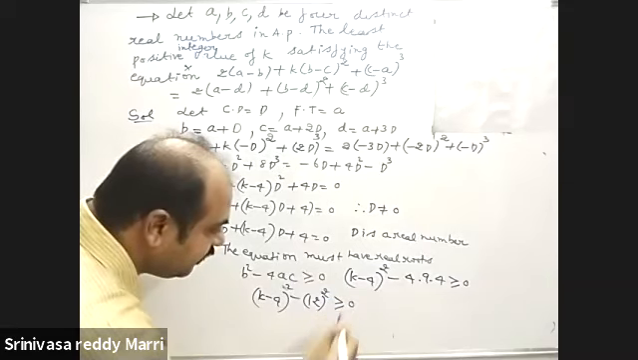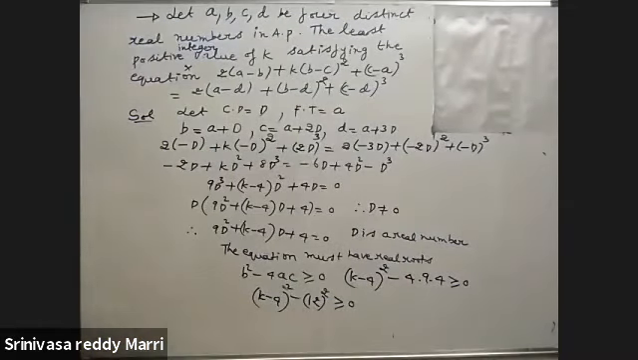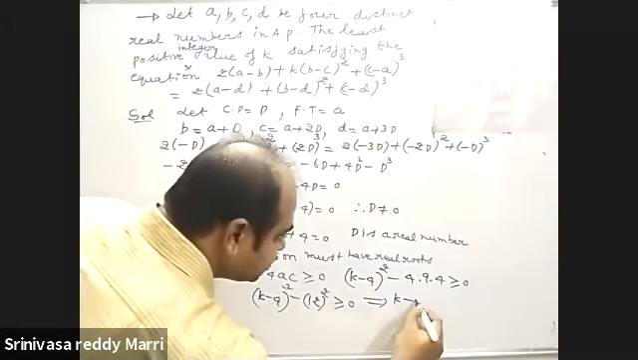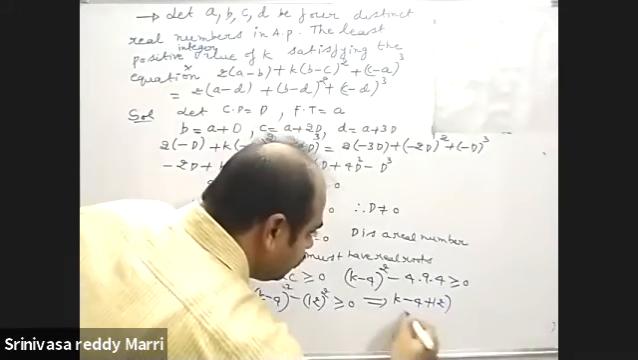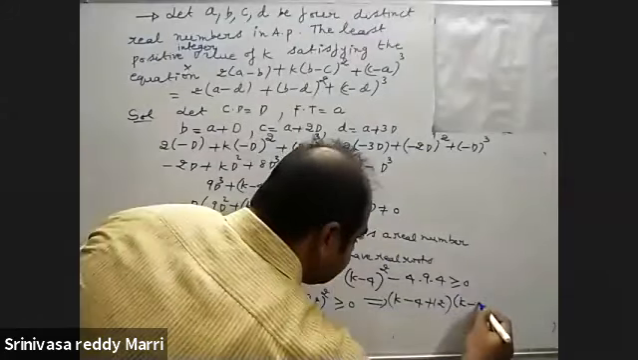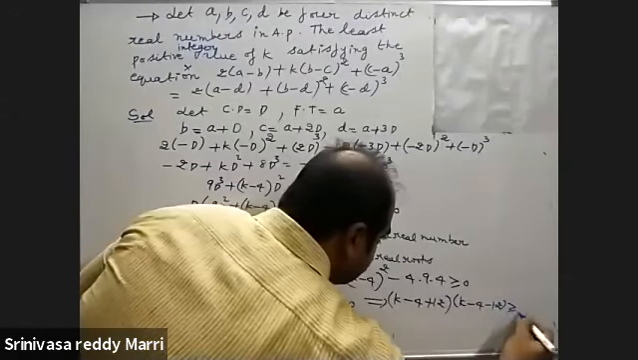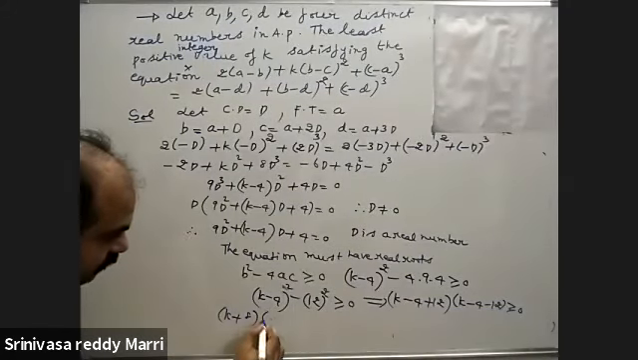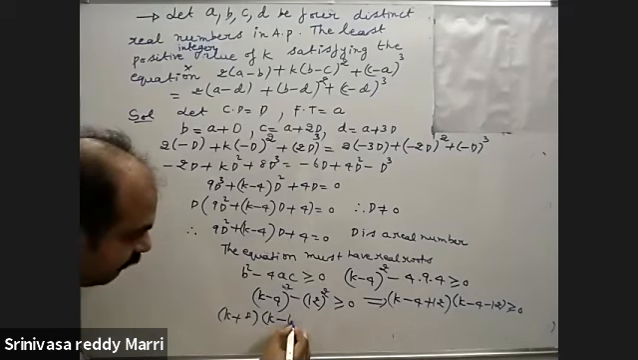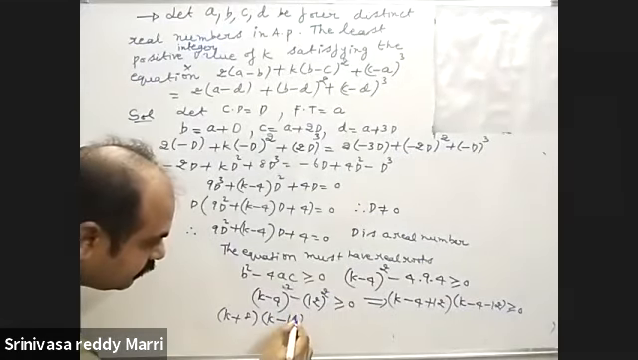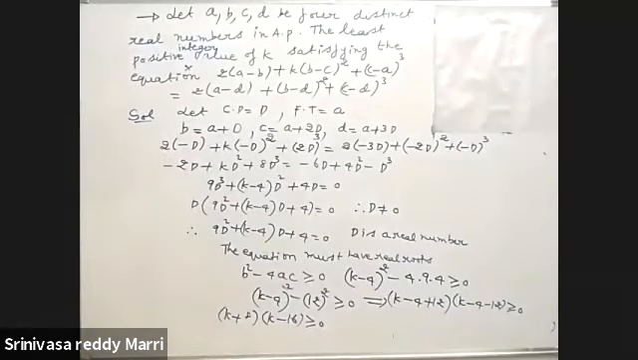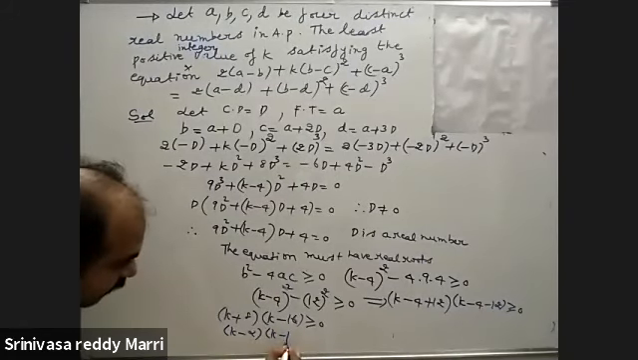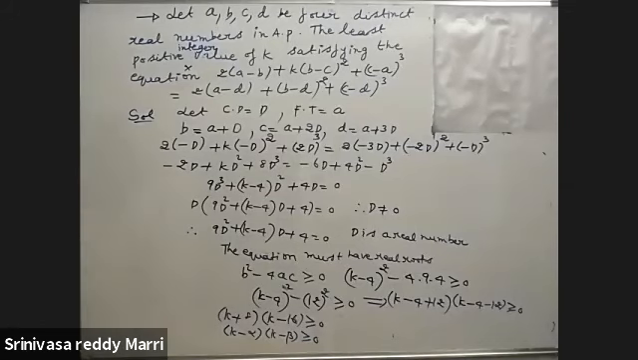You can write it as 12 whole square. Now look at this, it is A square minus B square. A square minus B square means A plus B into A minus B. Right? So this is nothing but k plus 8 into k minus 16 greater than or equal to 0. It is like k minus alpha into k minus beta greater than or equal to 0.